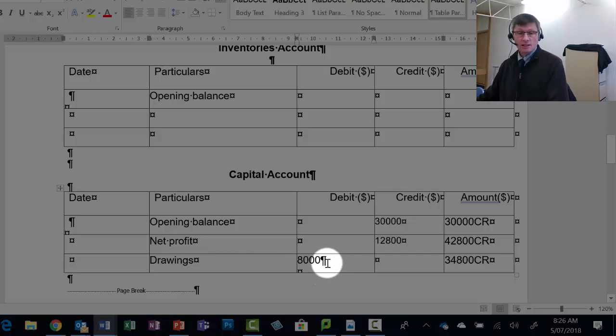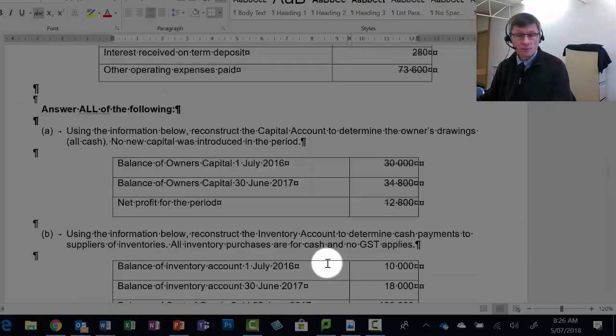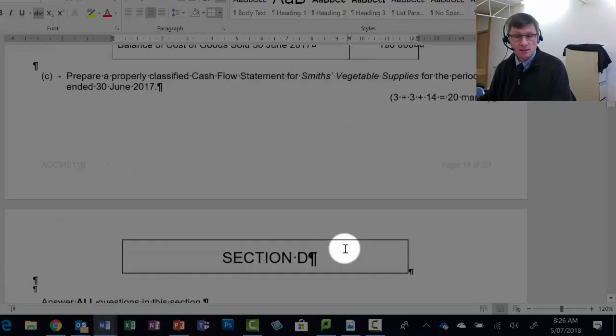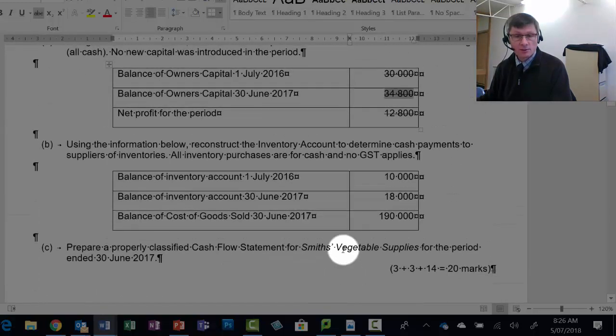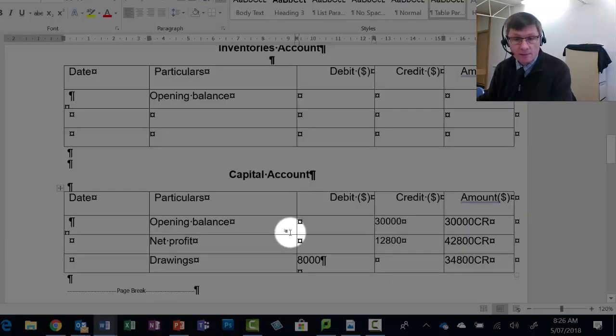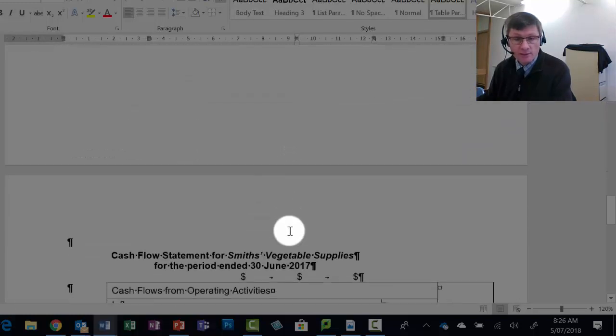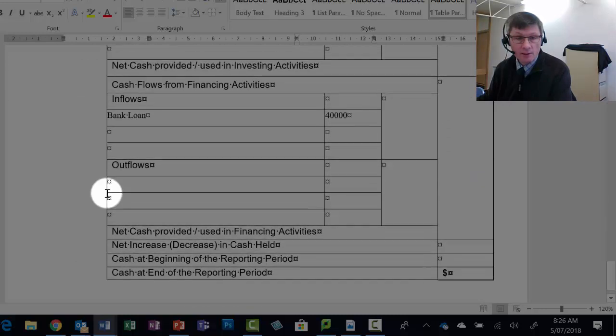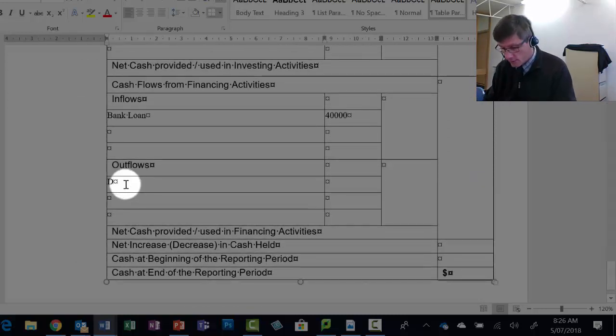So that was conducted in cash. So therefore, in the, I beg your pardon, I'm in the wrong spot now. In our cash flow statement, a financing outflow is drawings.